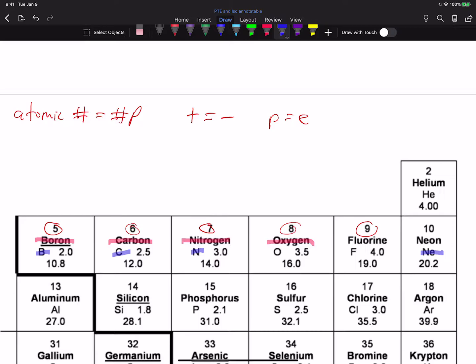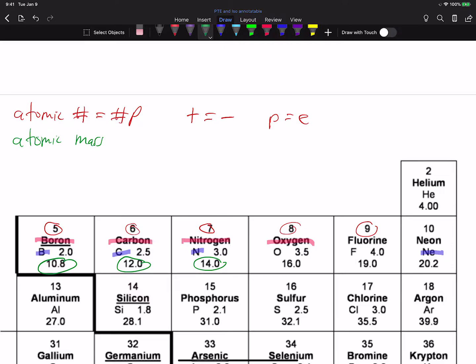And then you have the number at the bottom of the box. So 10.8, 12.0, 14.0, and so on. That number at the bottom of the box is the atomic mass. And that sounds self-explanatory, but I assure you it is not. So you would think that this is the mass of that kind of atom. And it's close to being that, but that doesn't quite do the number justice.